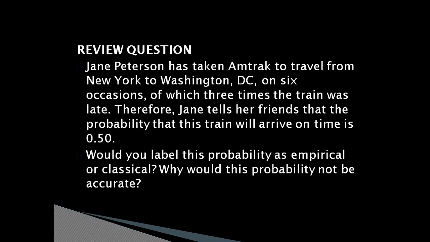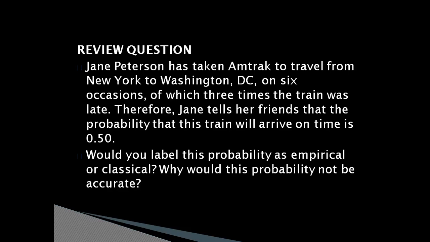Jane Peterson has taken Amtrak to travel from New York to Washington, D.C. on 6 occasions, of which 3 times the train was late. Therefore, Jane tells her friends that the probability that this train will arrive on time is 0.50. Would you label this probability as empirical or classical? Why would this probability not be accurate?